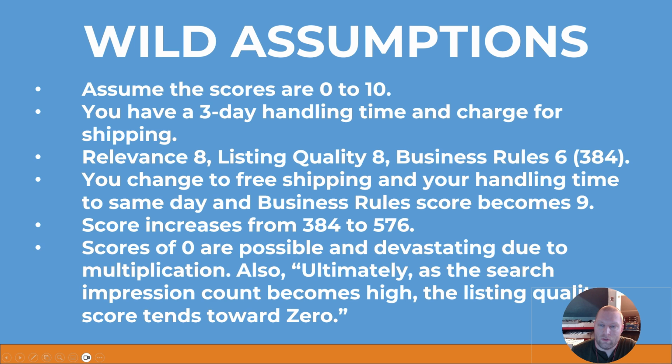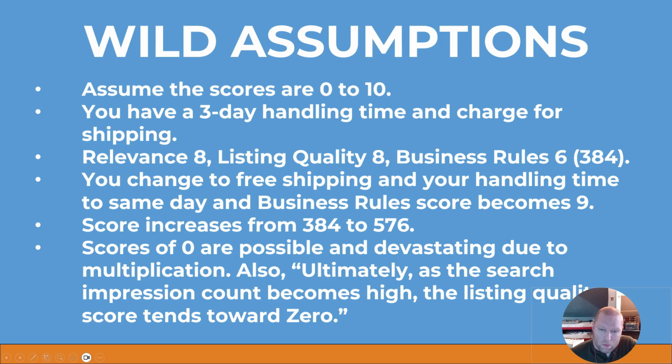Because let's say the scores are from 1 to 10 for simple math, and you have a 3-day handling time, you charge for shipping. You have an 8 for your relevance score, an 8 for your listing quality, and your business rules is 6. You multiply those together, you get 384 for your ranking score. Now, let's say that you change to free shipping and you make your handling time the same day. Now your business rule score becomes a 9. So rather than going from, like, 22 to 25 if it was just added together, which isn't that big of a change, you're instead going from 384 to 576. That's the power of multiplication versus addition in this algorithm here.